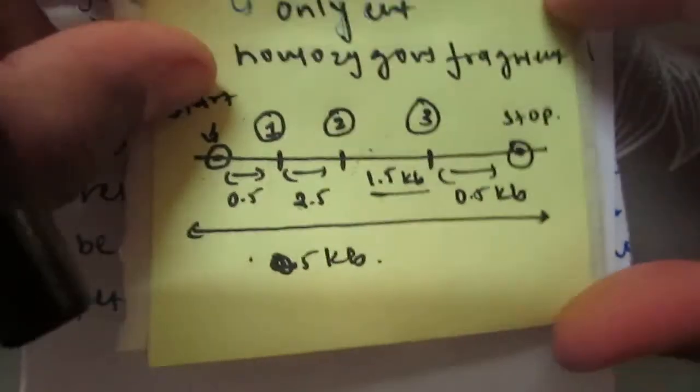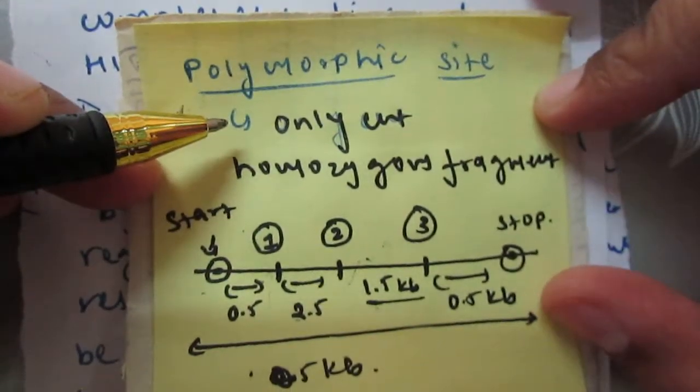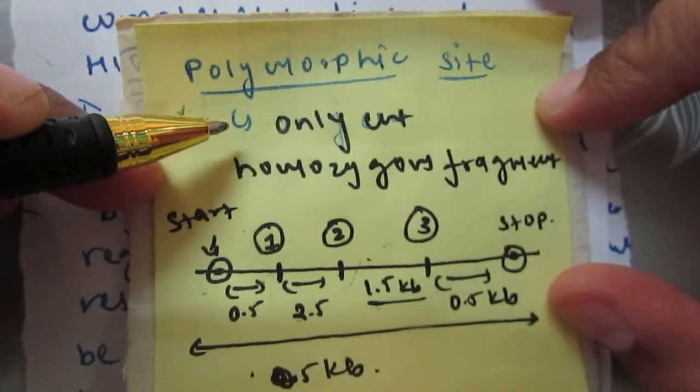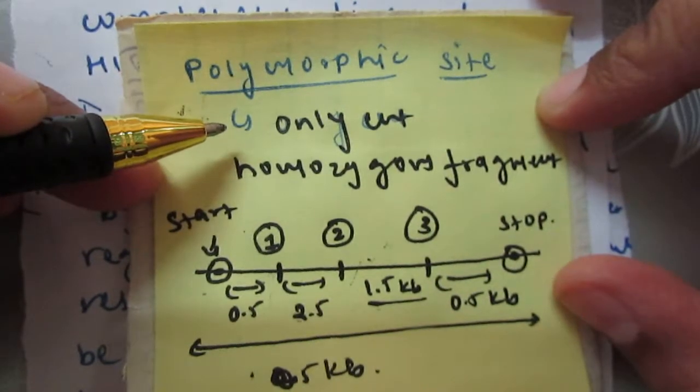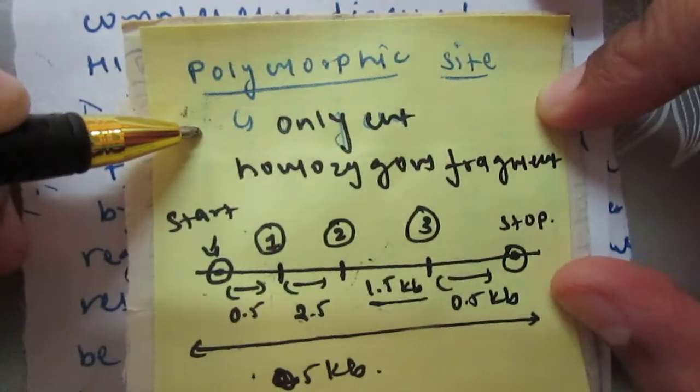Now if we consider that the Hin3 enzyme sites are polymorphic, it means that they only cut the homozygous fragment. Okay, here the second enzyme site is polymorphic.